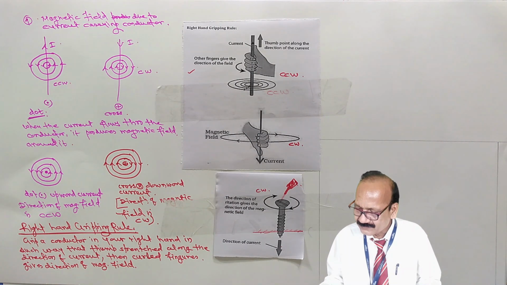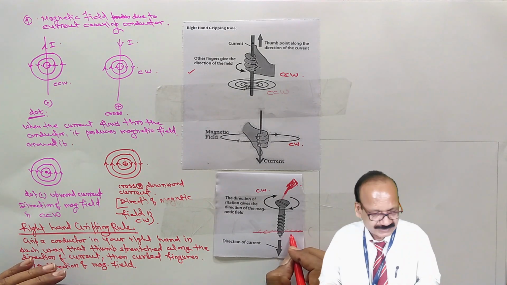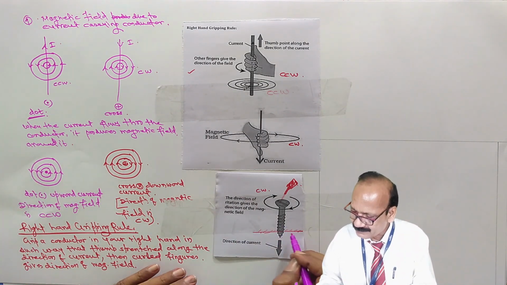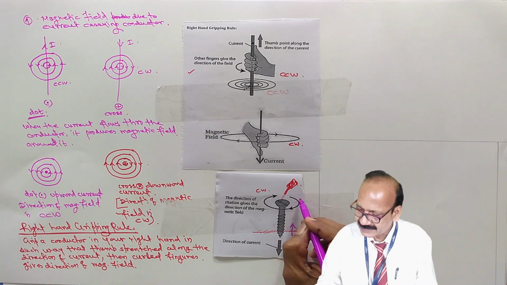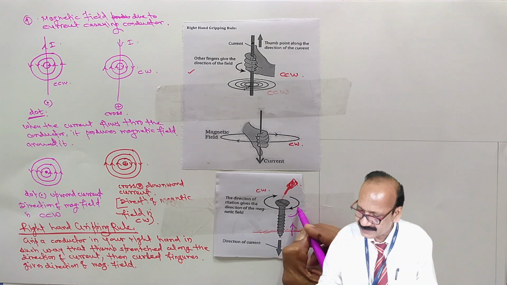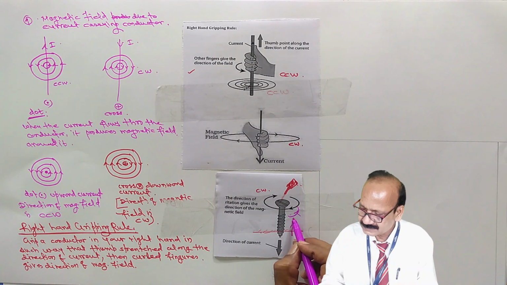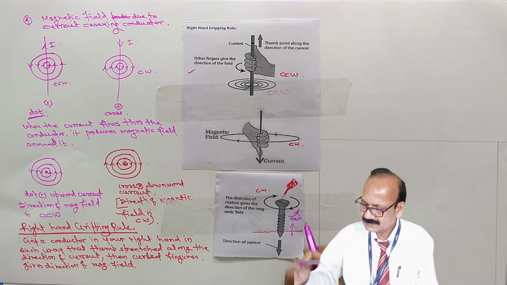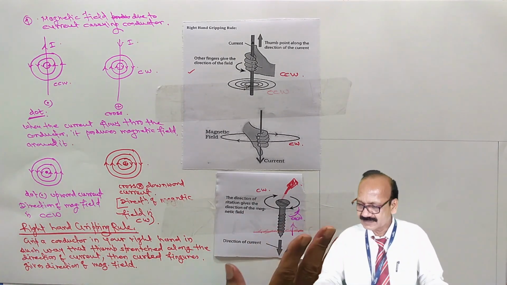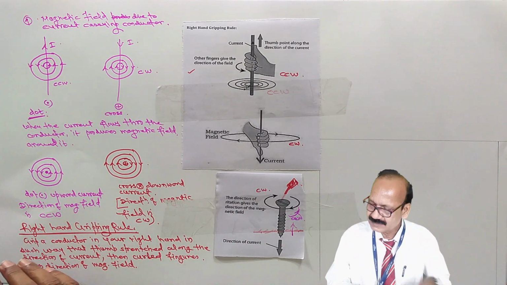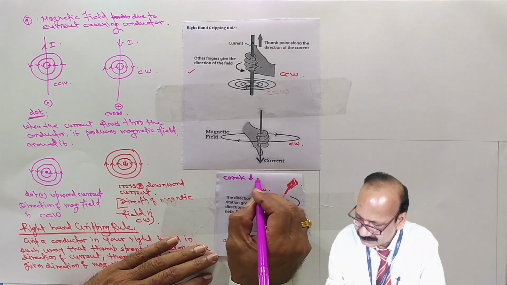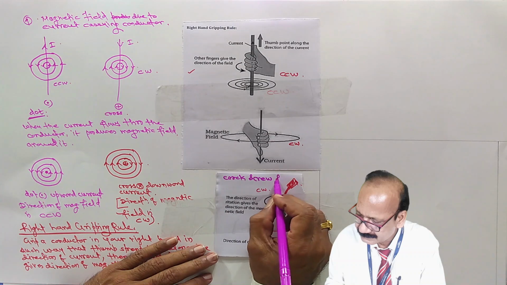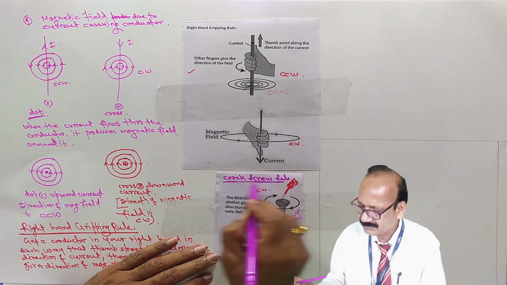And what will be the movement of the screw now? We are removing the screw, so the movement of the screw will be upward, and the direction of the rotation would be CCW. So in this way, this is the corkscrew rule, cork, C-O-R-K.